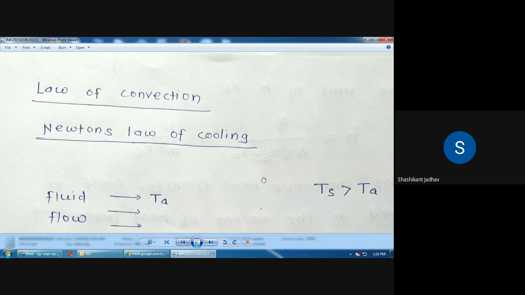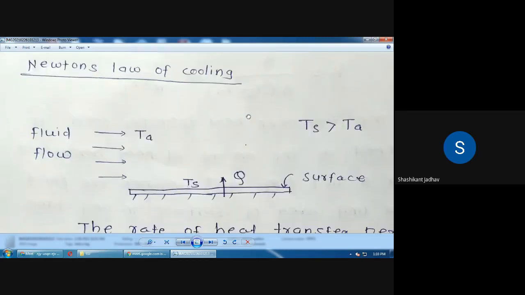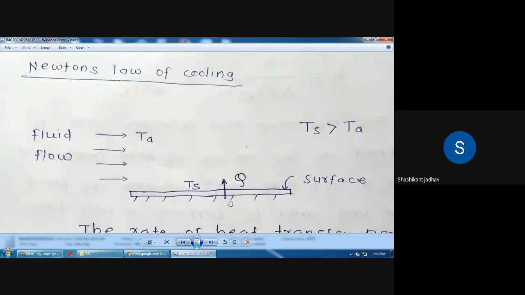So now we have to see one law, that is Newton's law of cooling. Consider a hot plate having surface temperature Ts, and on this surface fluid flow is taking place. The fluid has a temperature that we consider as Ta, that is the ambient temperature or fluid temperature. The notation is Ta or Tf. So this surface has temperature Ts.